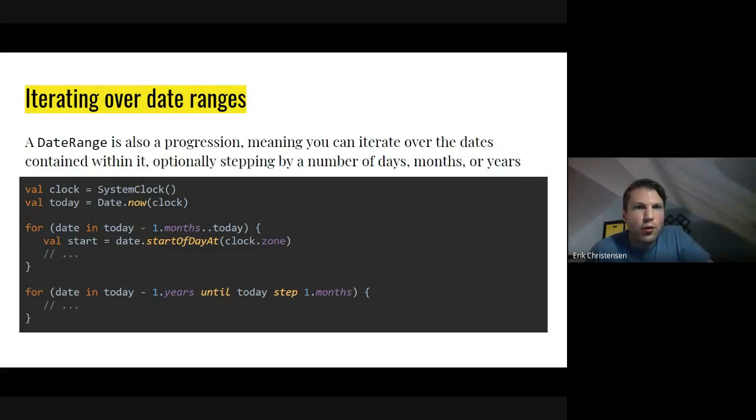We can also iterate over date ranges. A date range is a progression, and by default, you can go through date by date over a range. So I say, if we're date in today from 1 month ago until today, and then do whatever I want there. But alternatively, I can also specify a step, which could be a different number of days. It could be weeks, months, or years. And then I can step over a period of dates at any increment that I want to.